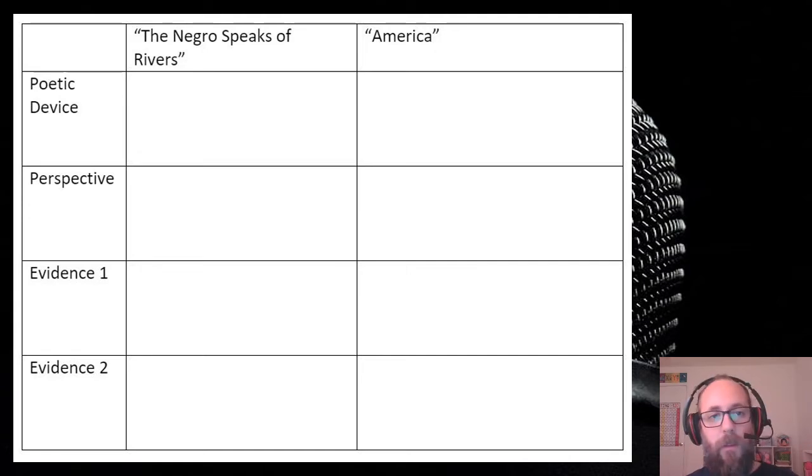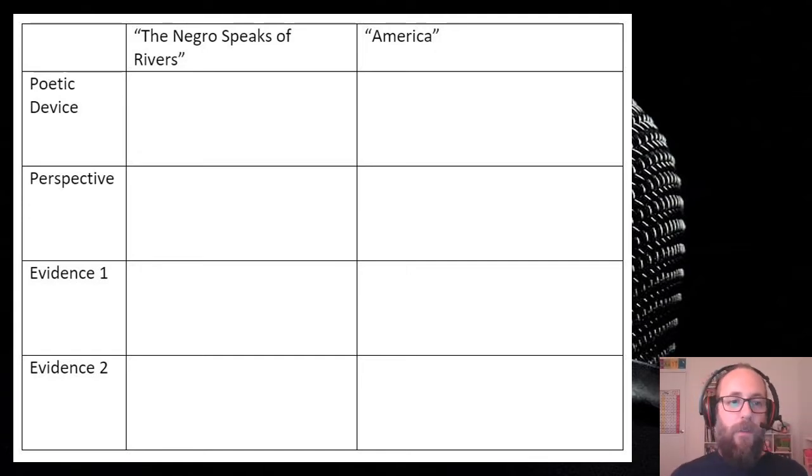We're going to be completing this worksheet today, and on this worksheet we have to organize our thoughts, right? Like, I need to know what their perspectives are. So I have a space here for perspective. And I need to identify the poetic devices because this is how they did it. And I need to get evidence as well. So let's see if we can narrow these things down.